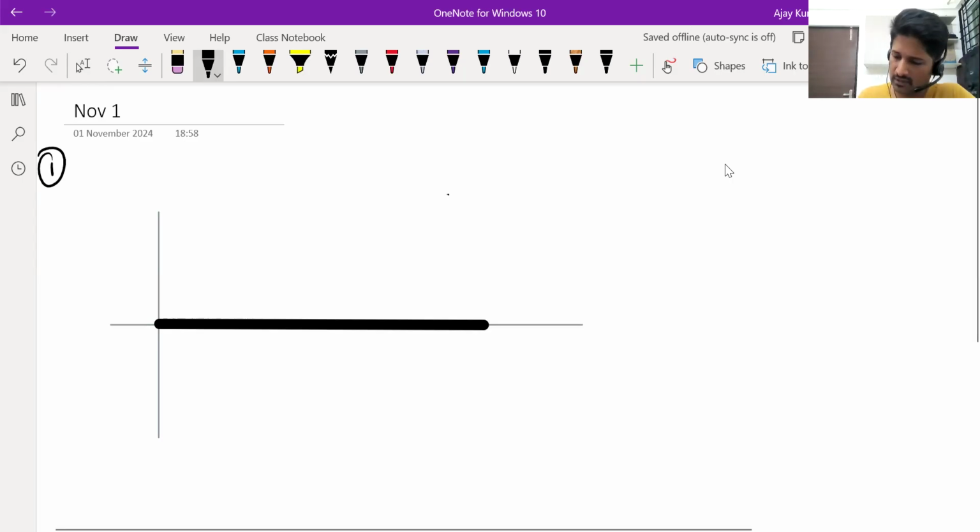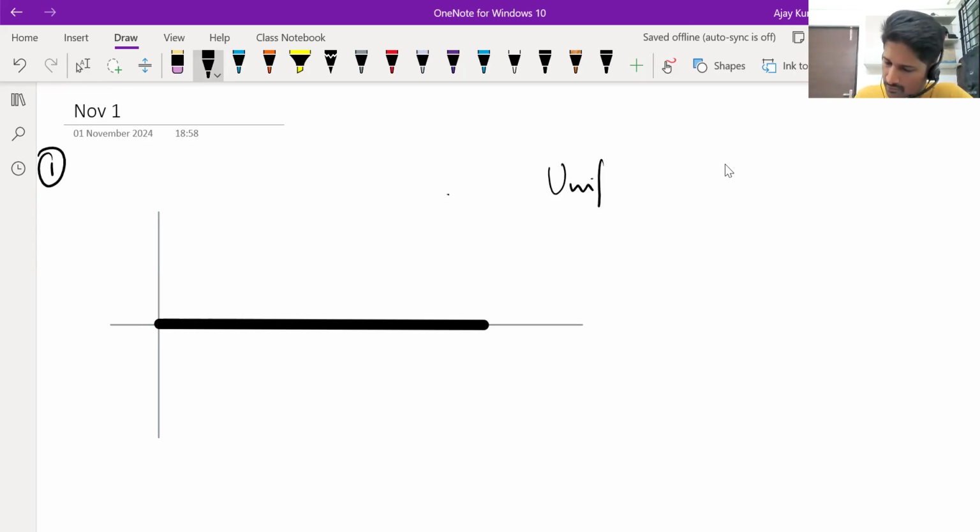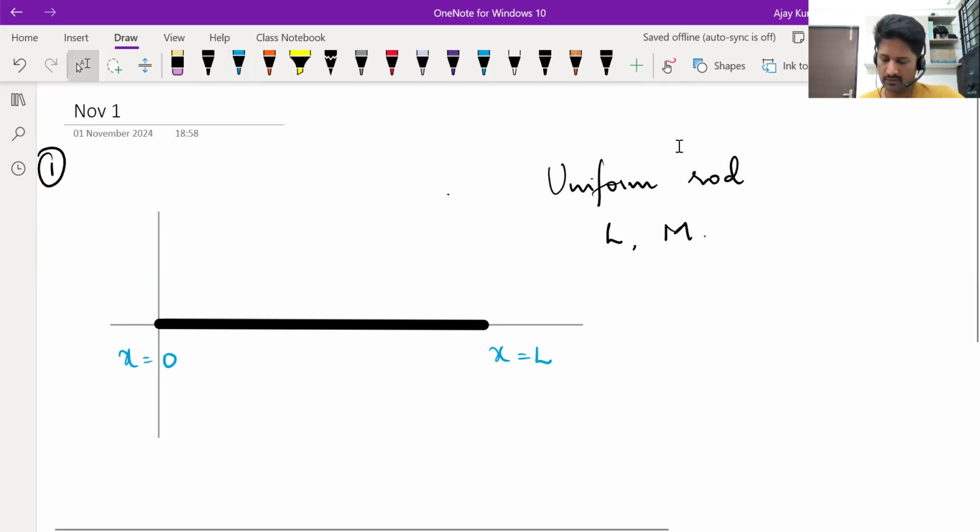So assume there is a uniform rod of length L and mass M placed along the x-axis as you see here. One end of the rod is at x is equal to 0. The other end obviously will be at x is equal to L. One of you quickly tell me how many different particles will be there in this rod?